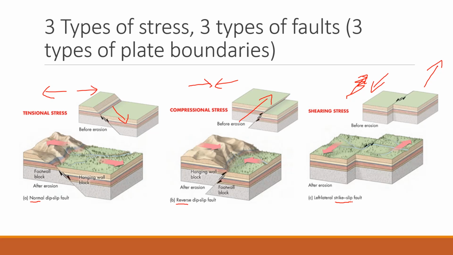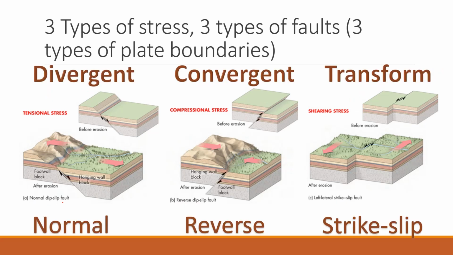For a strike slip fault, we are moving the blocks along the direction of the fault. These other 2 are called dip slip because they are slipping along the angle of the fault, which is called the dip. So we have 3 types of stress. We have our tensional stress. We have 3 types of faults. Tensional causes normal faults. And we have 3 types of plate boundaries where we tend to have this happening.